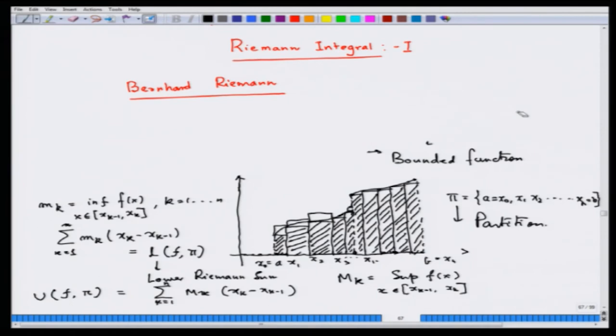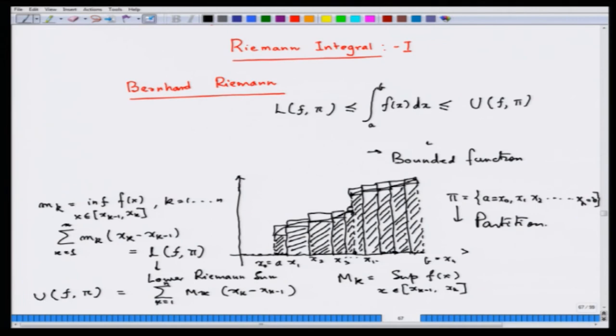So, what I have now done, if you look at the picture, the actual area under the curve is sandwiched between the upper Riemann sum and the lower Riemann sum. So, the actual area, if I call it the integral, which we will call the Riemann integral very soon, is, for any given partition pi, between the lower and upper sums. Okay, this inequality might be strict.